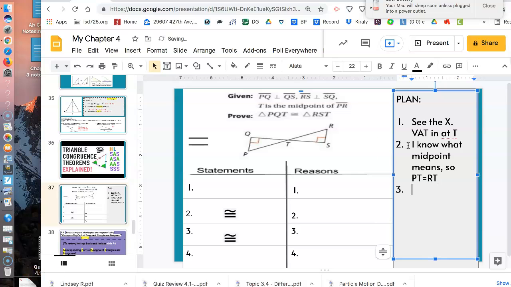Now let's see what I've got here. I've got side PT congruent to side RT. And then I've got two angles. Now I have to walk the triangle to decide if I go angle, side, angle, or angle, angle, side. So let's hop on this right angle at Q. I have angle, angle because of the vertical, side because of the midpoint. So we're going to end in angle, angle, side.